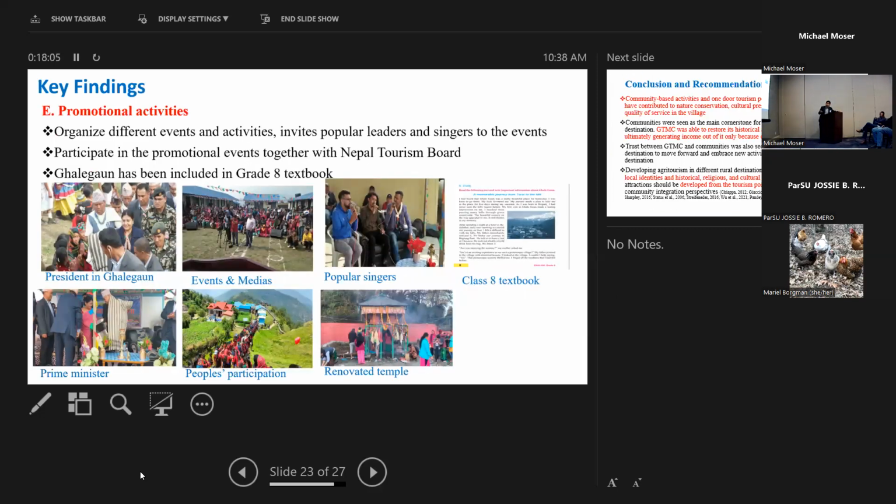It also has some different promotional strategies. It invites popular leaders, like they invited the president, they invited the prime minister, and they also invite popular singers to the village, which increases the media attention and people's participation, so that their news goes throughout the country and they get promoted. They also included their work in the Class 8 textbook, which has also increased the attention of the local people or the people around the country.